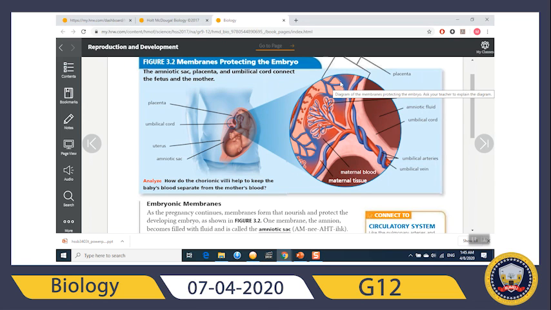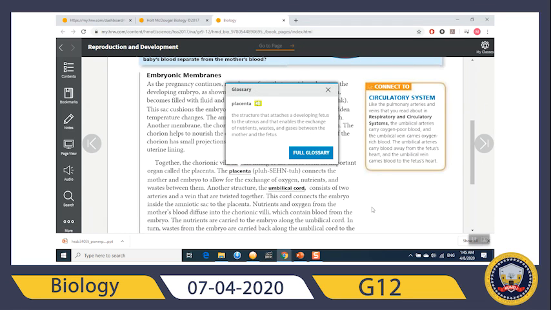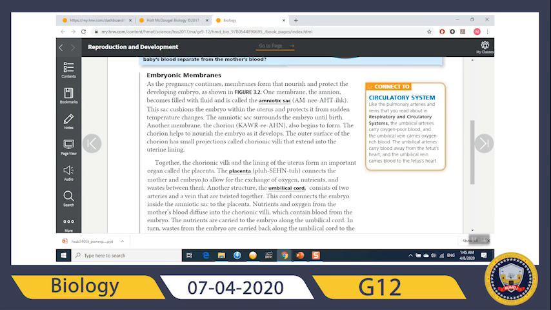The placenta. It's the chorionic villi and the uterine wall. The placenta is the structure that attaches a developing fetus to the uterus and enables the exchange of nutrients, wastes, and gases between the mother and the fetus. Good. So the major function of the placenta is that it connects the mother and embryo and allows the exchange of oxygen, nutrients, and wastes between them.